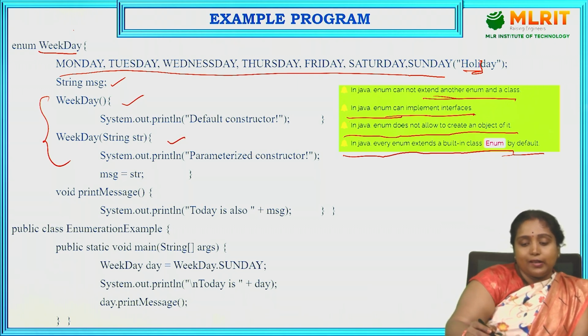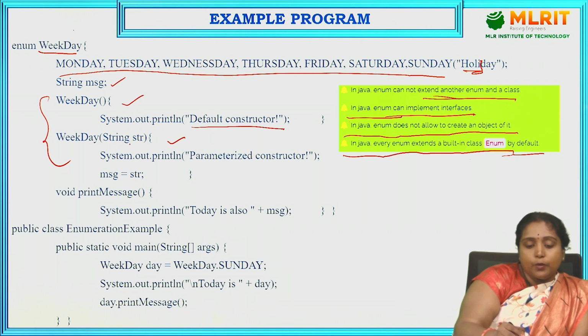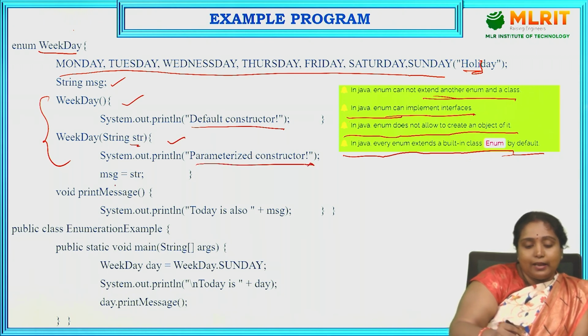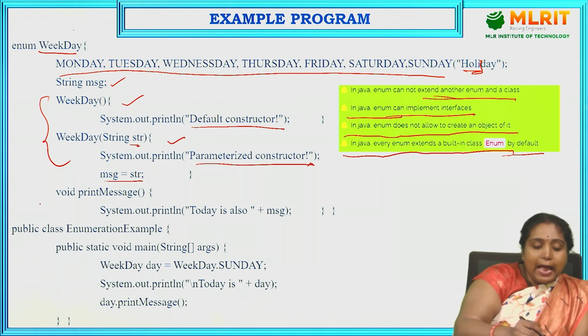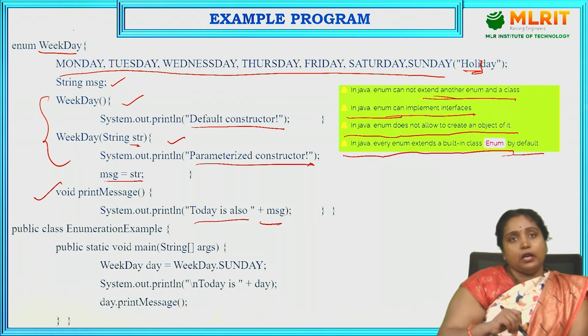So it's a default constructor, so I am taking the default constructor. In the parameterized constructor, I am providing the string as an input here. In the parameterized constructor I am printing, and message equals string. And this is my method in the enum. So today is also a message.